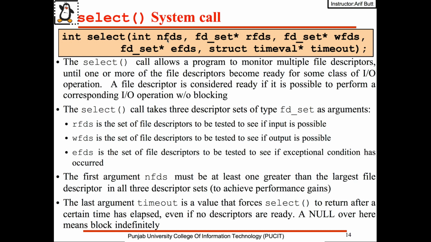Well, this first argument must be at least one greater than the largest file descriptor in all the three descriptor sets to achieve performance gains. You can set it to the maximum number of entries in a per-process file descriptor table. And this fifth argument, the last argument, is the timeout value, which forces select to return after a certain time has elapsed, even if no descriptors are ready. That is non-blocking I/O. A NULL over here means block indefinitely.